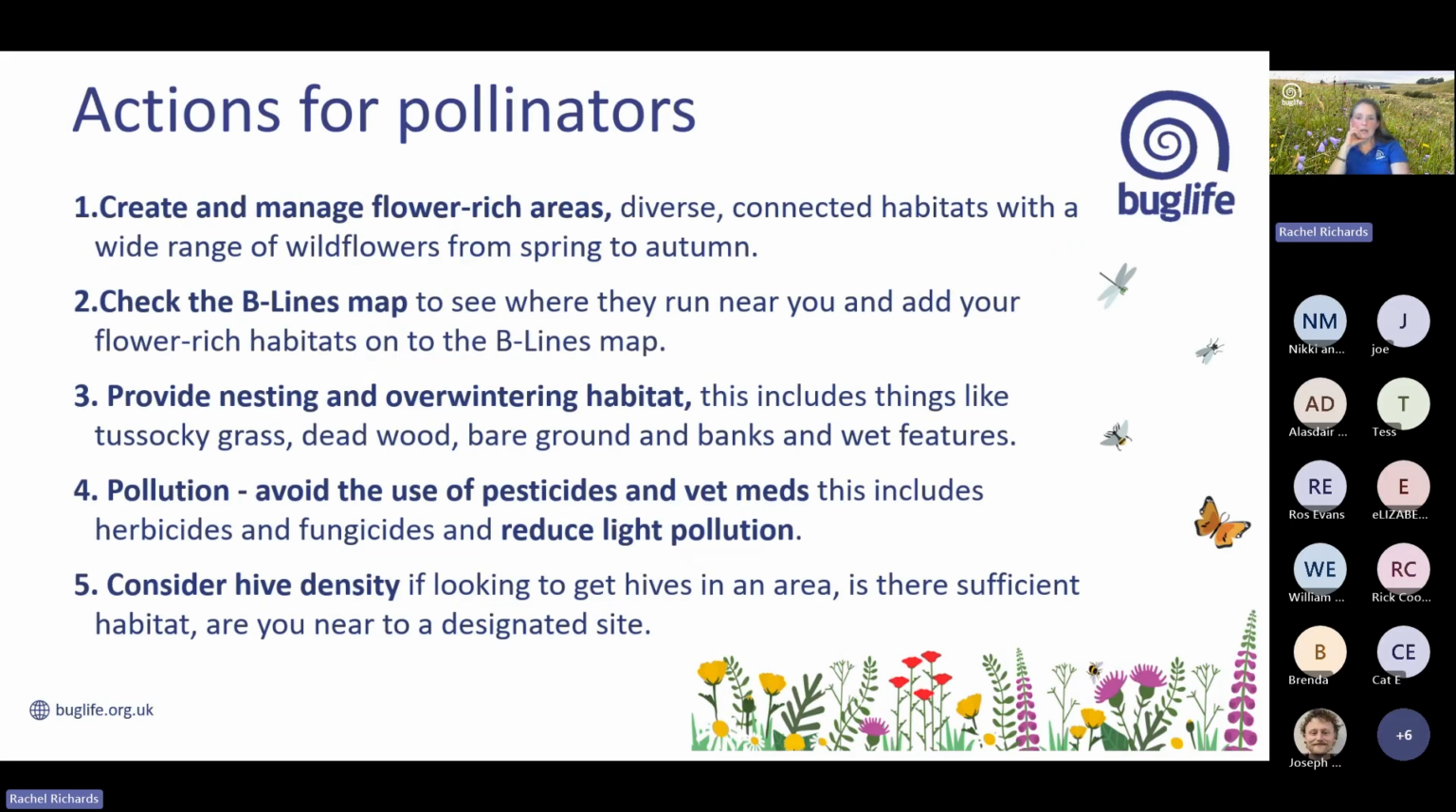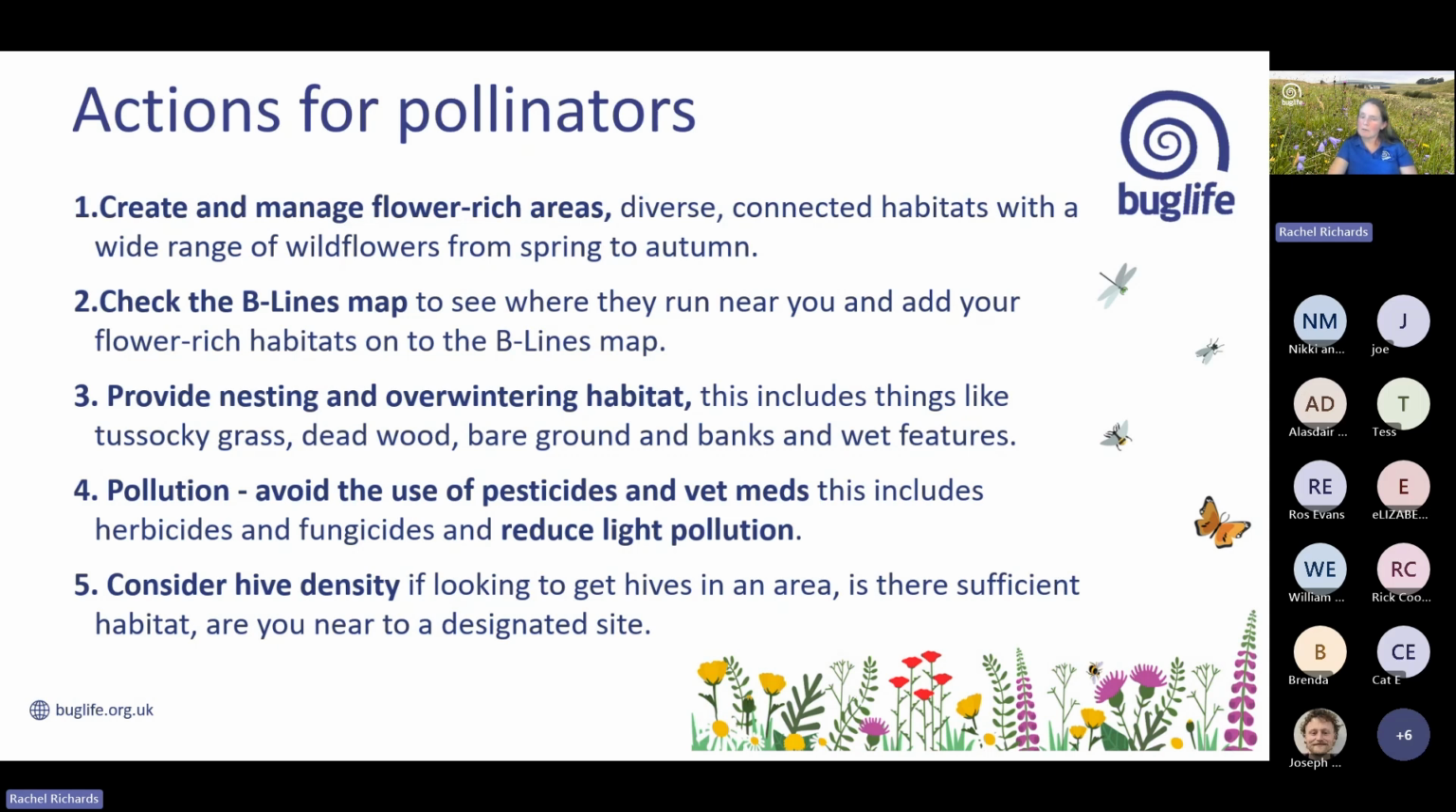So just a few, to summarize, a few actions for pollinators. So creating and managing flower-rich areas. We've been talking about grassland, which is a really important habitat, but also trying to look at the connectivity of habitat on a farm. So if you've got a good meadow, and there's another good meadow, I don't know, a few fields over, can you connect it up somehow with a margin or a hedgerow or other good habitat? So you've got that connectivity of good habitat across the farm. Do have a look on the Beelines map and see if you can add your areas onto it.